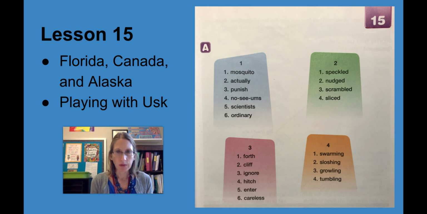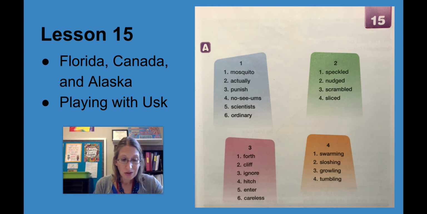But first, we have some words. Let's take a look at our word list. And let's take a look at column number 1. Word 1 is mosquito. What word? Word 2 is actually. What word? Word 3 is punish. What word? Word 4 is no-see-ums. What word?